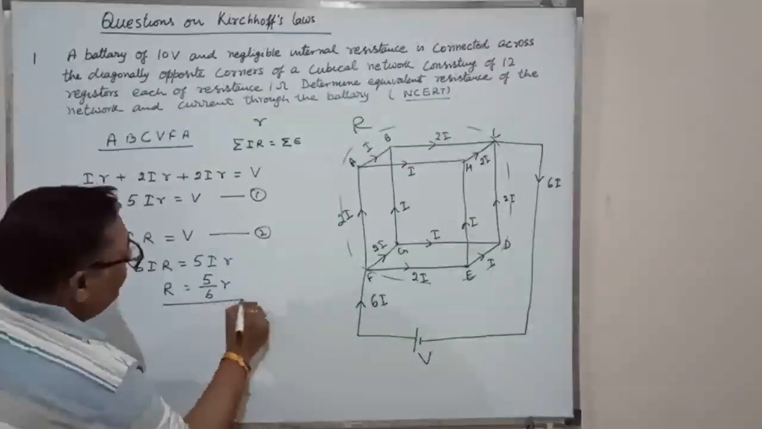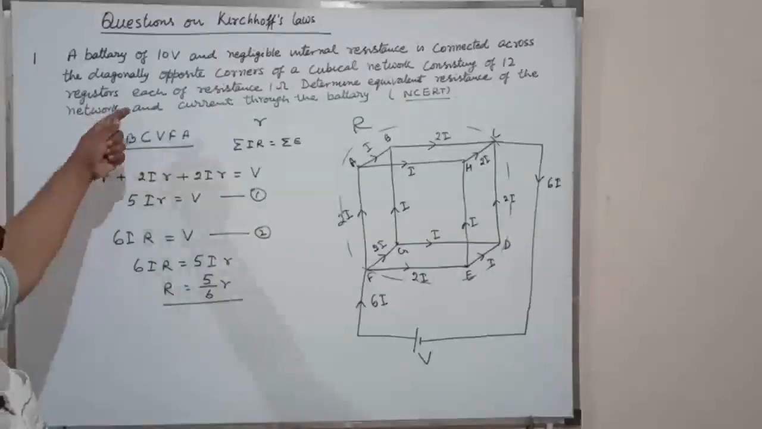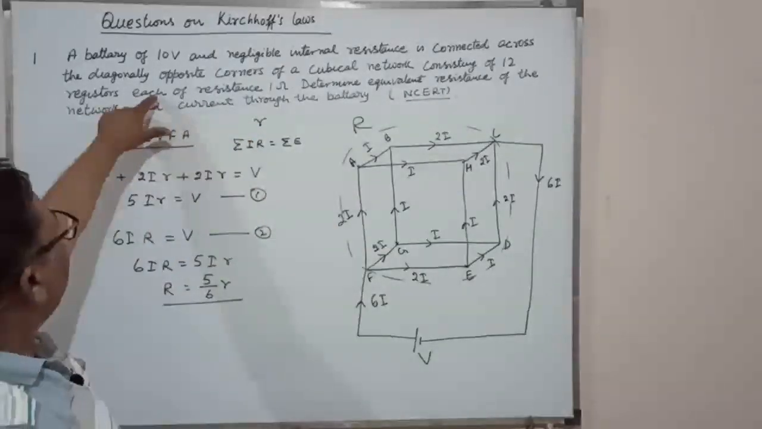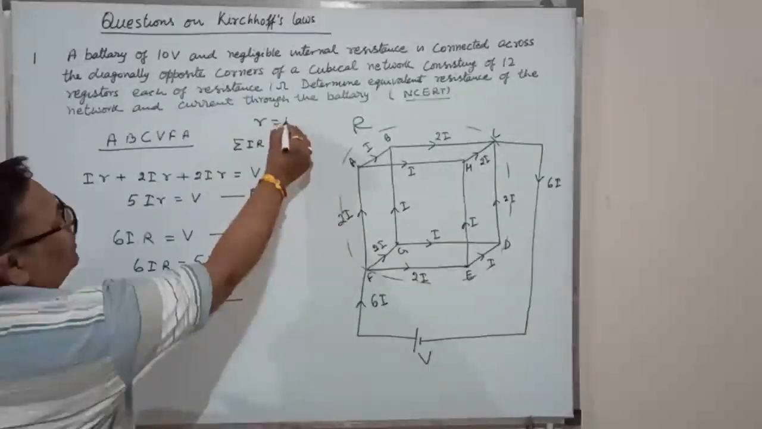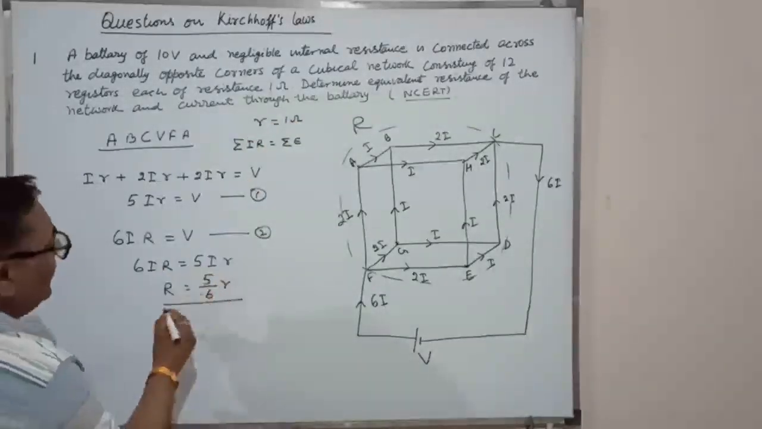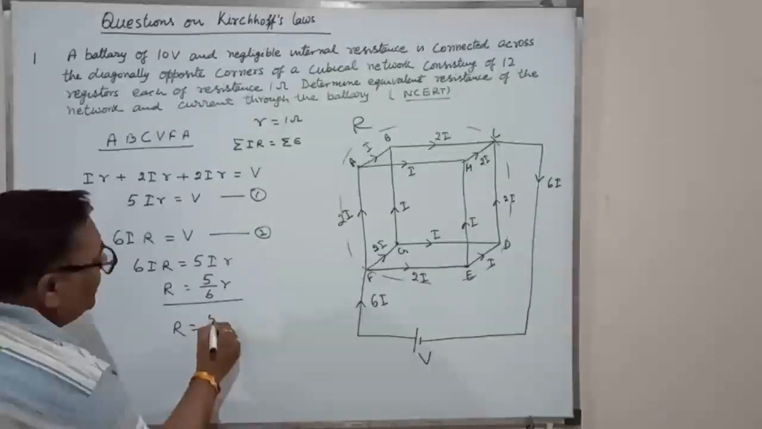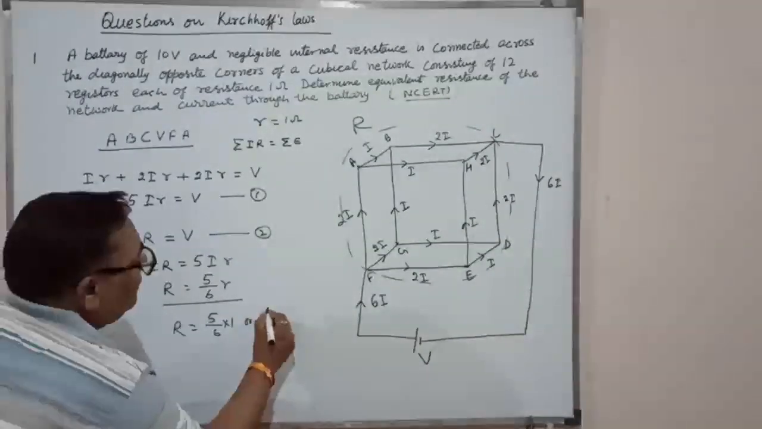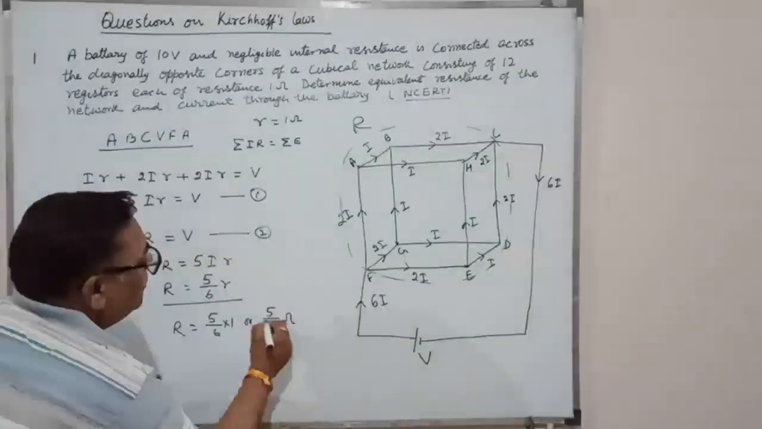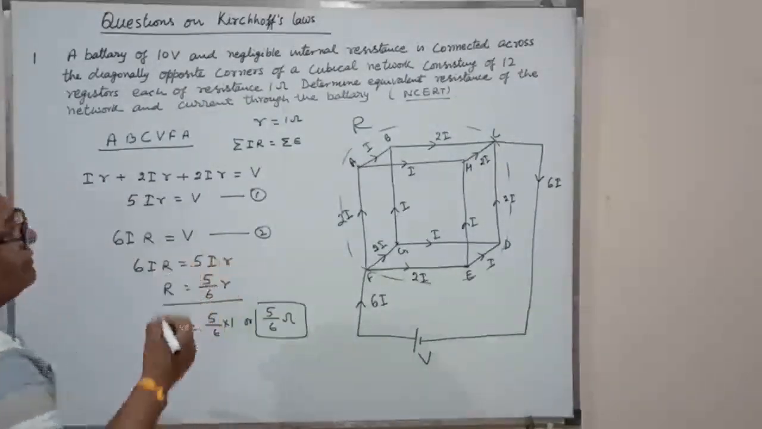This is the equivalent resistance. But as per the requirement of the question, each resistance is 1 ohm. That is, r is equal to 1 ohm. Then the equivalent resistance R is equal to 5 by 6 into 1, or 5 by 6 ohm. This is our first answer.